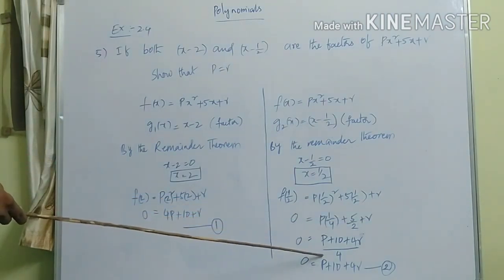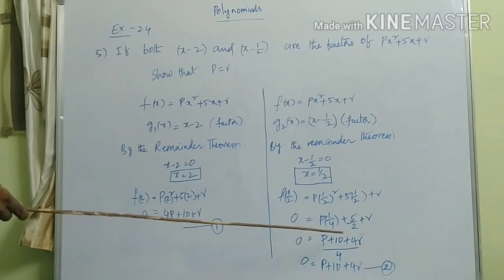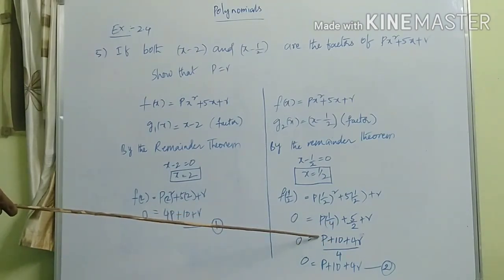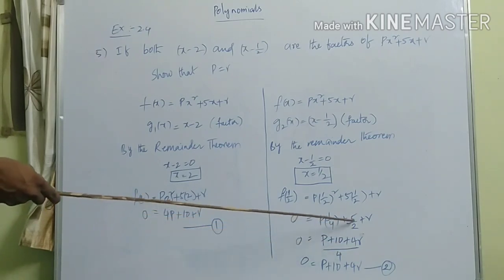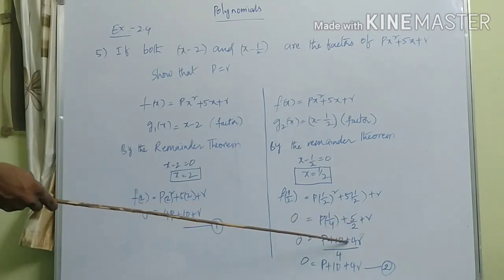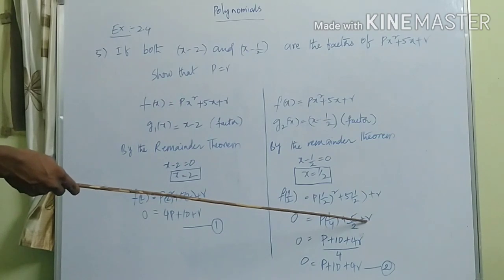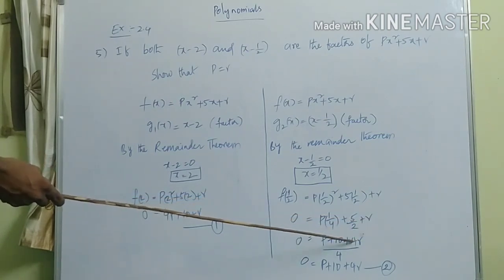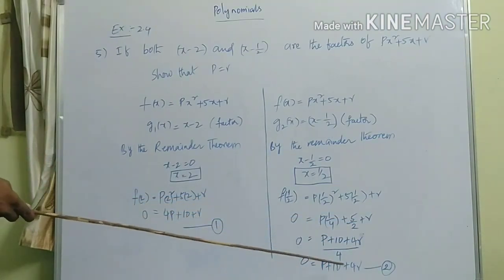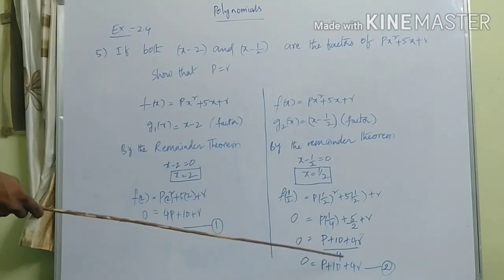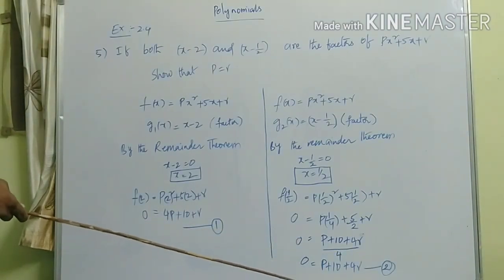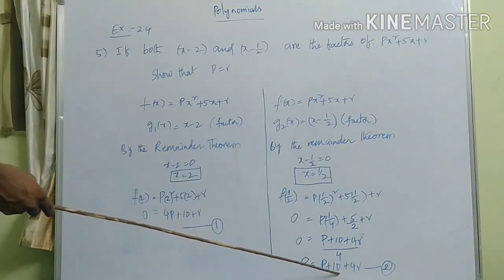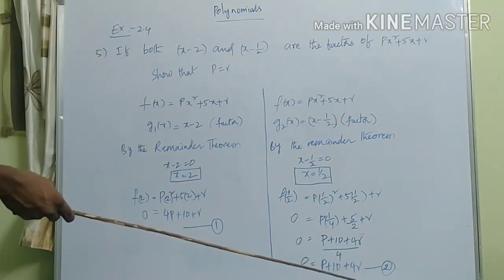Here 4 is the LCM. 0 is equal to, 4 ones are 4, 1 into p is equal to p, plus 2 twos are 4, 2 into 5 is equal to 10, plus 4 into r is equal to 4r. So 0 is equal to, transpose this 4, so 0 into 4 is equal to 0. That is equal to p plus 10 plus 4r. This is equation 2.